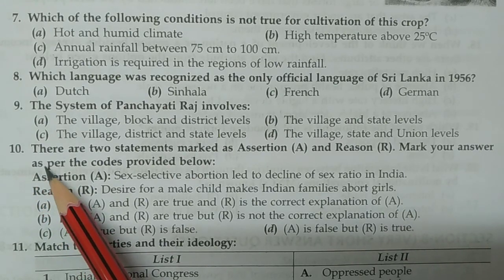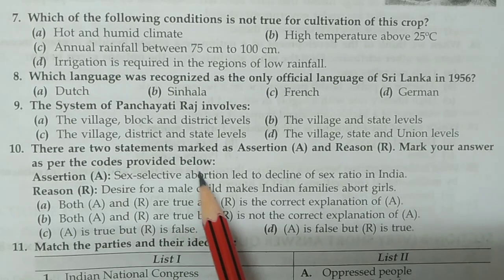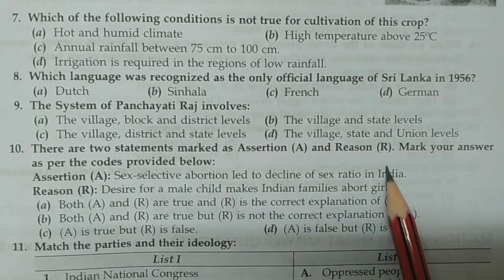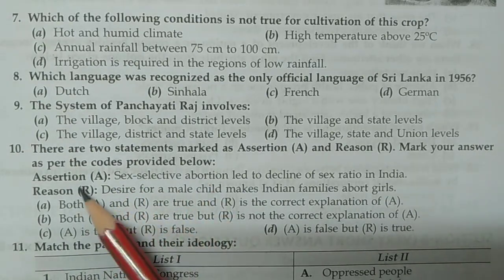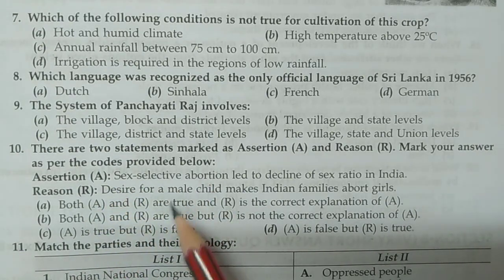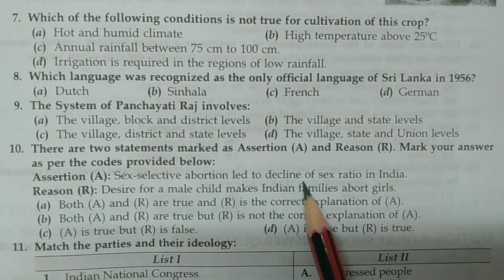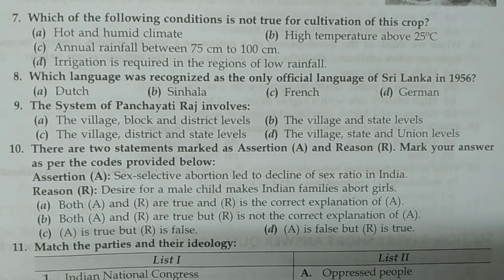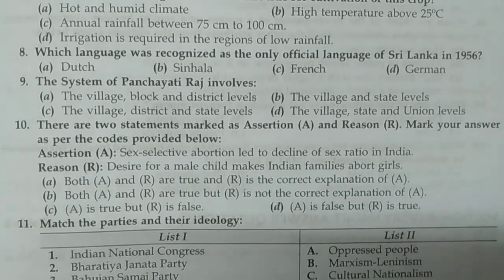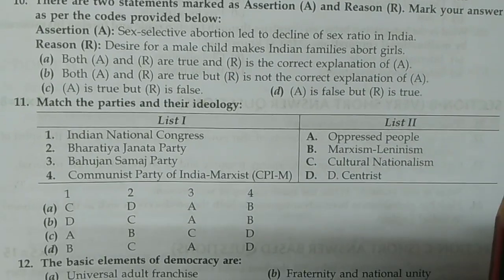Now question number 10. There are 2 statements marked as Assertion A and Reason R. Mark your answer as per the codes provided below. Assertion A: selective abortion led to decline of sex ratio in India. Reason R: desire for male children makes Indian families abort girls. So you have these 4 options, and you can find the correct answer and choose the correct option from these 4. So now let's come to question number 11.